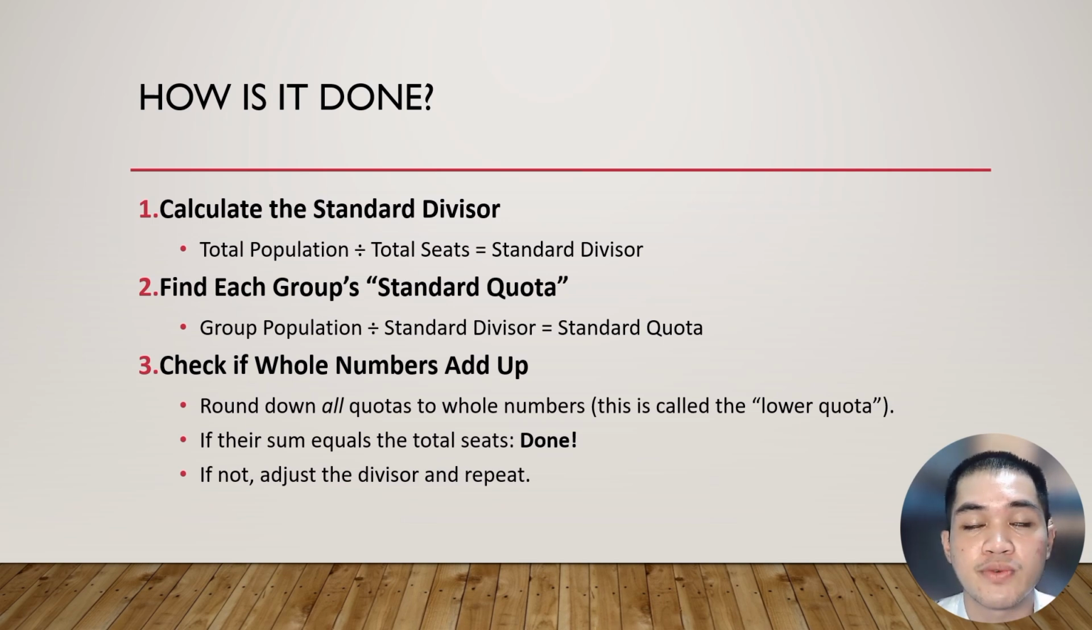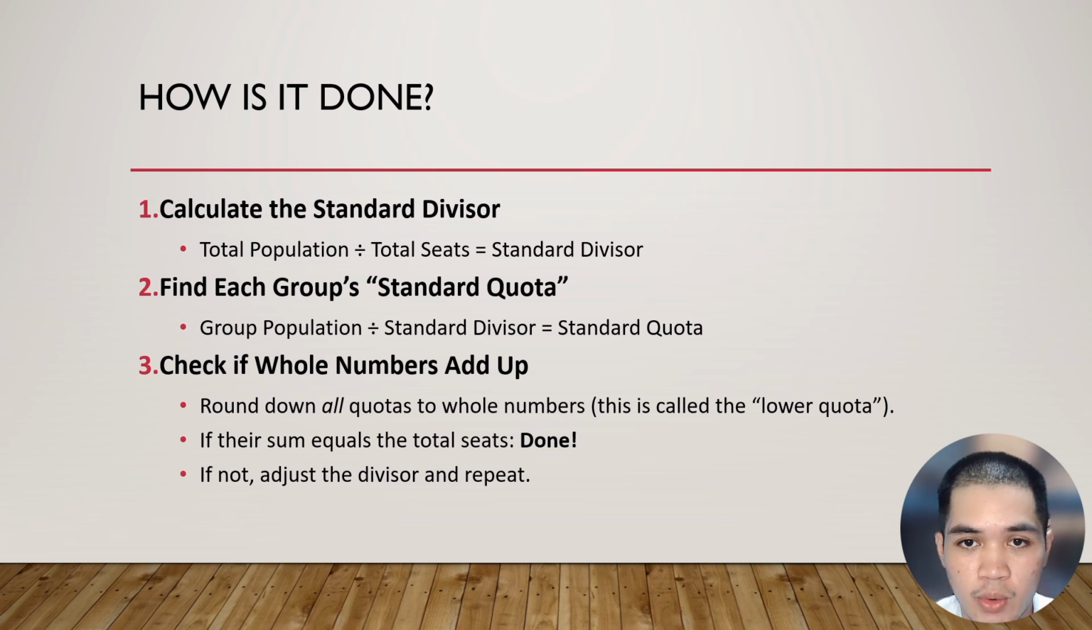If the sum of these rounded down quotas doesn't equal the total number of seats, we adjust the divisor and repeat the process until the quotas add up correctly. So, in simple and elaborate terms, we first calculate the divisor by dividing the total population over the total number of seats. Then we find each group's standard quota by dividing the group population by the standard divisor. And then if we see that there are fractions, we just round them down.